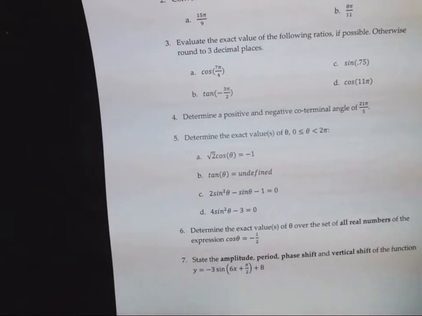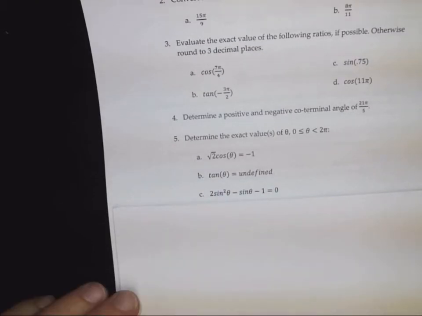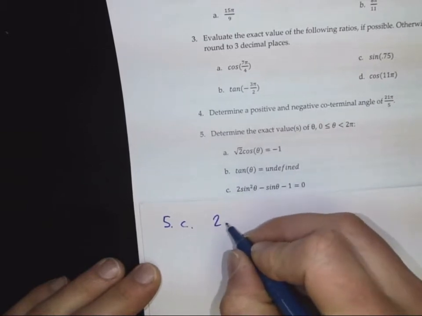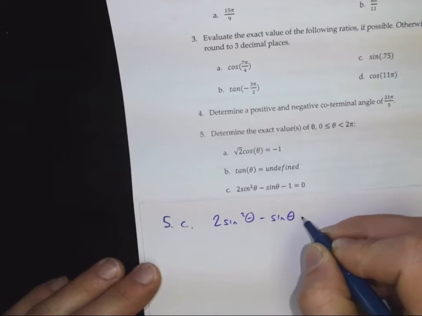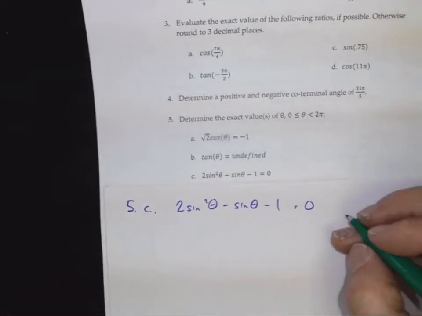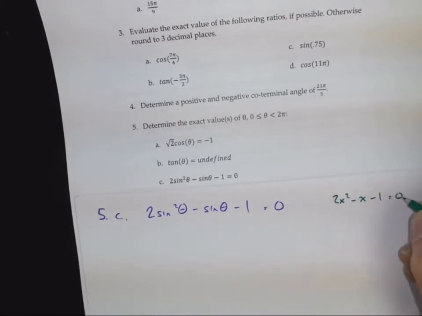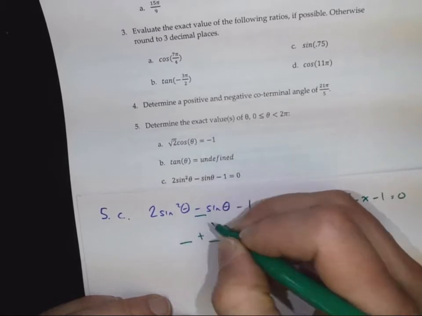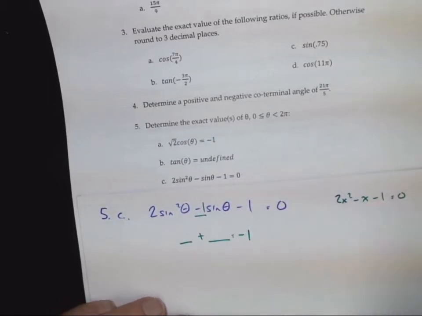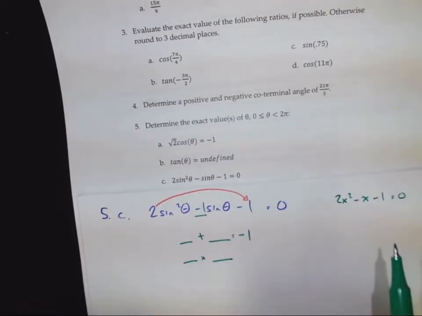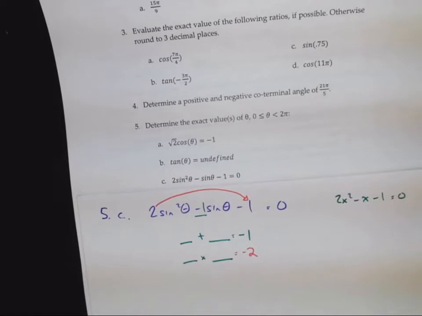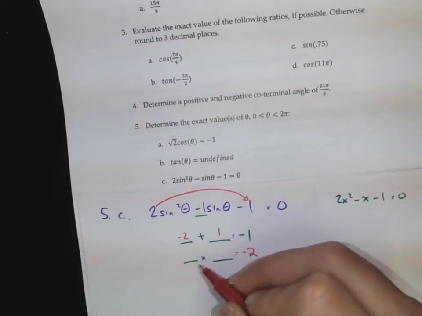So the next question looks like it's going to involve some factoring. 5c, we got 2 sine squared theta minus sine theta minus 1 equals 0. It looks like a trinomial here, right? So we're going to try to factor this expression. We're looking for two numbers that add to the coefficient of the middle term, which is -1, and multiply to give the product of the first coefficient times the last coefficient, which is -2. So we're looking for two numbers that add to -1 and multiply to -2. I think those numbers are -2 and 1.